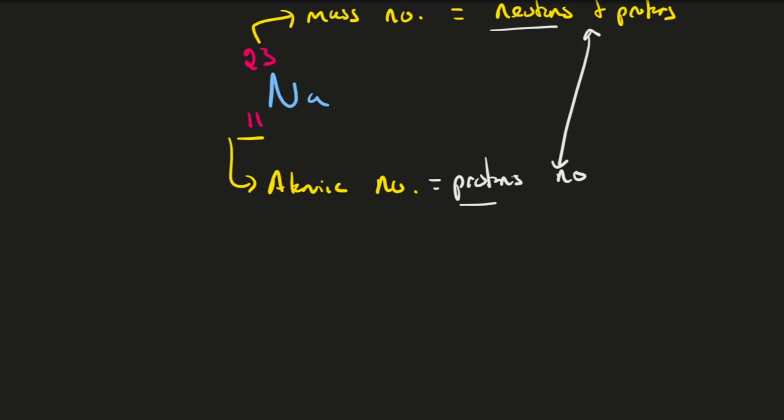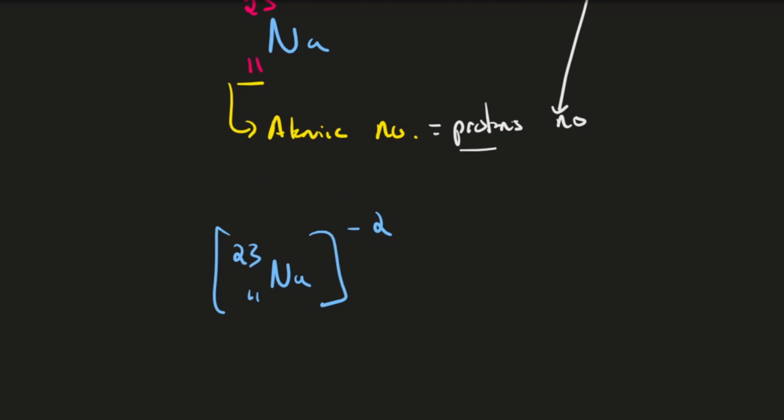But if you do have an atom with a charge, so you could have sodium over here, and again 23 and 11, and you could have a charge of, let's say, -2. What that means is that because you have a negative charge on your atom now, that means you've gained 2 electrons. Remember, you have a -2, the relative charge of an electron is -1, so you've gained 2 electrons to give you a charge of -2 overall.